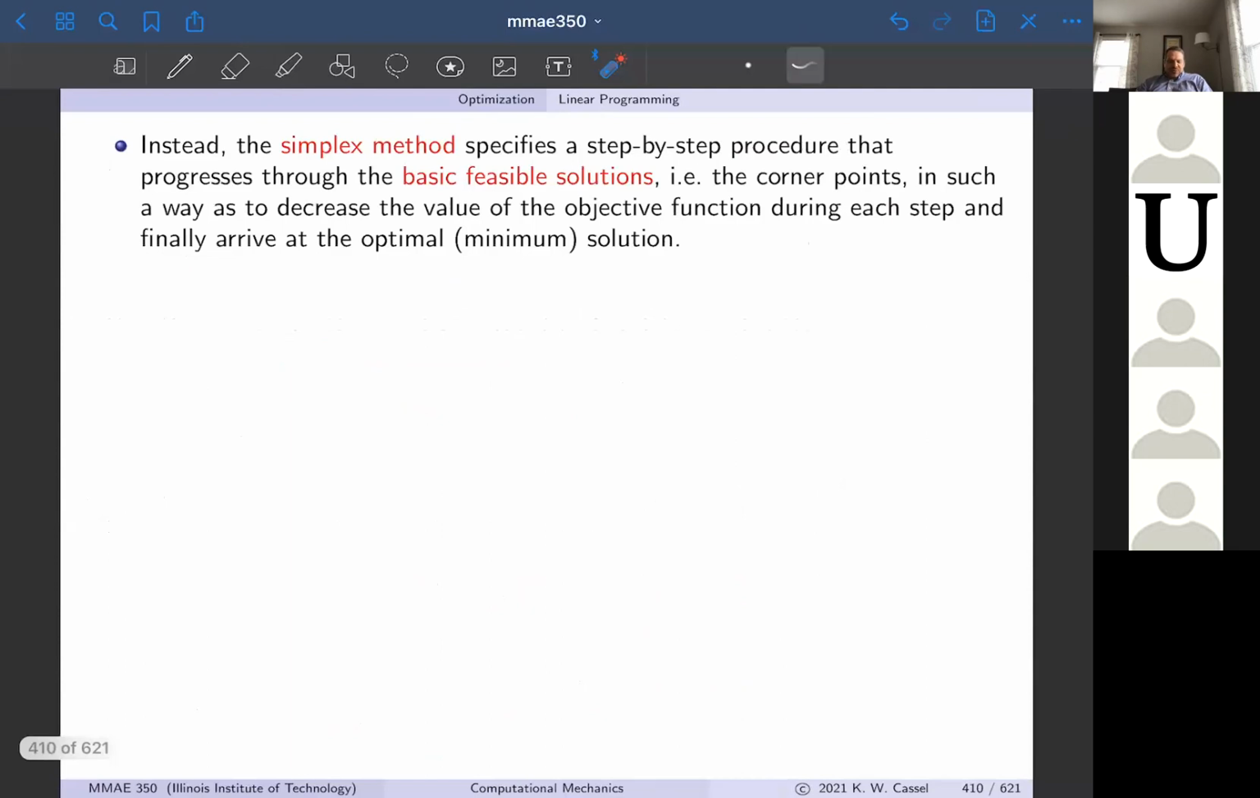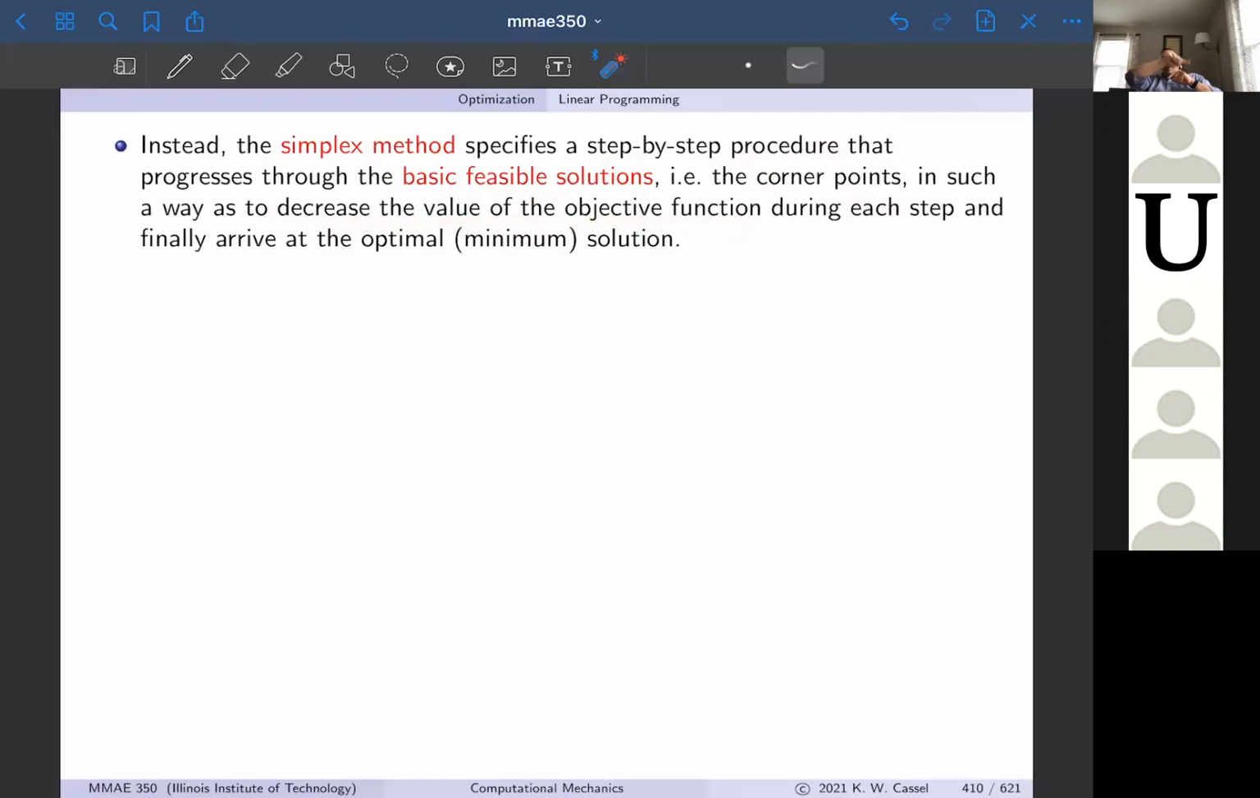All right, so that's where the simplex method comes in. And it specifies a step-by-step procedure. So it is just an algorithm. It's a computer algorithm, very complex, but nevertheless, it's a step-by-step procedure. It progresses through the basic feasible solutions. In other words, again, the corner points, in such a way that each time you go from one point to the next, it's going to decrease the value of the objective function. So there's really two questions that the simplex method has to answer.